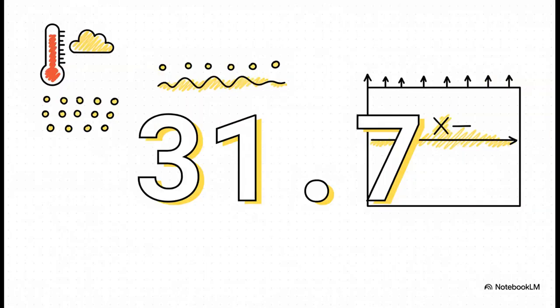So, first up, the easy one. We take all 20 of our temperature readings, add them up, and divide by 20. Boom! That gives us our process mean, our X bar, which is 31.7.